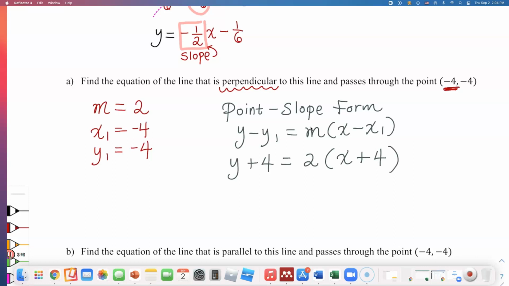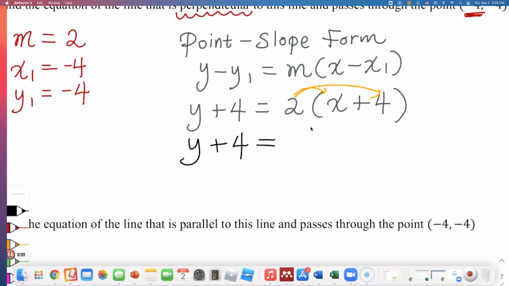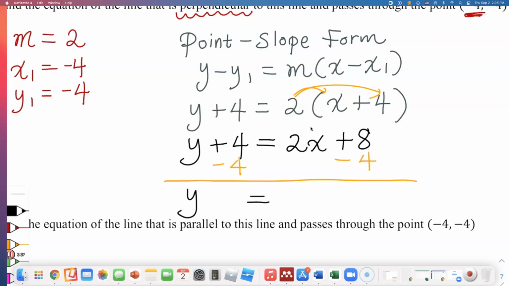Now I got the equation, but I have a strong feeling Alex will ask you to write this in slope-intercept form. So I'll go ahead and distribute this. That will be y plus 4 equals 2x plus 8. Lastly, subtract 4 from both sides to cancel that 4 out. Our final answer is y equals 2x plus 4. Now you're ready to check this answer with me on Desmos graphing calculator.